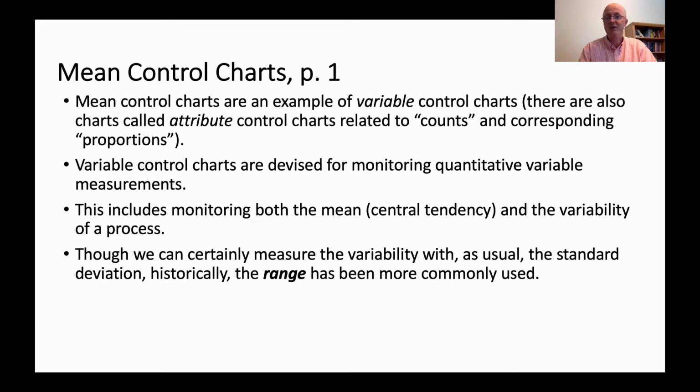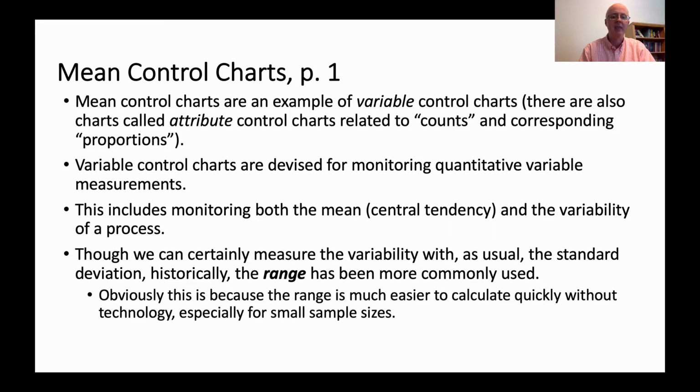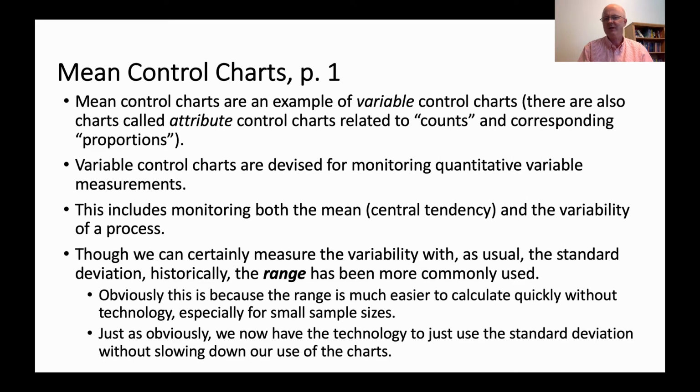We can certainly measure the variability of the process, as usual, with the standard deviation or the variance. Historically, however, with control charts, the range has been more commonly used, which is the difference between the highest value and the lowest value, the max minus the min. Obviously, this is because the range is much easier to compute quickly without technology, especially for small sample sizes. Just as obviously, however, we now have the technology to just use the standard deviation without slowing down our use of the charts. So we could do the more complicated thing with standard deviations, but for this lecture, we're going to just keep it to the historical approach with the range.